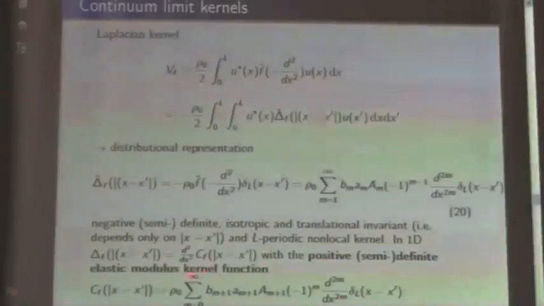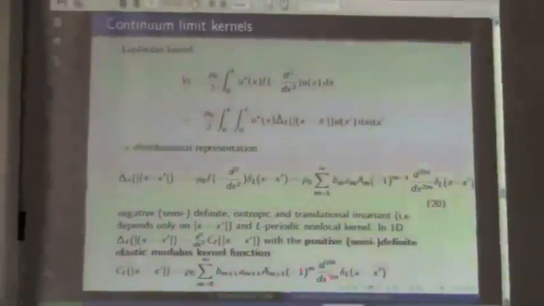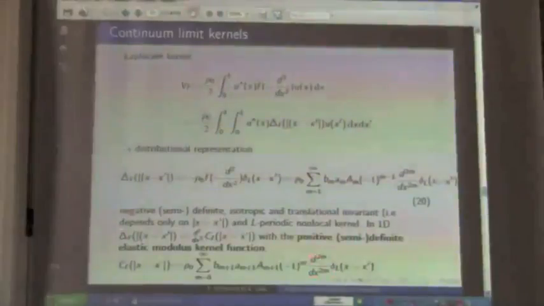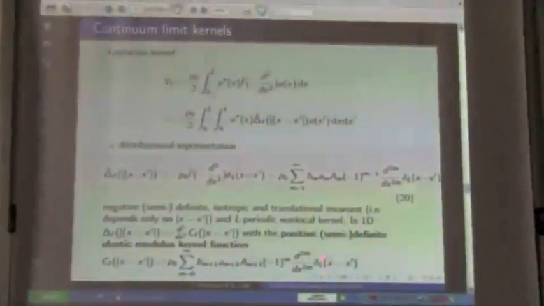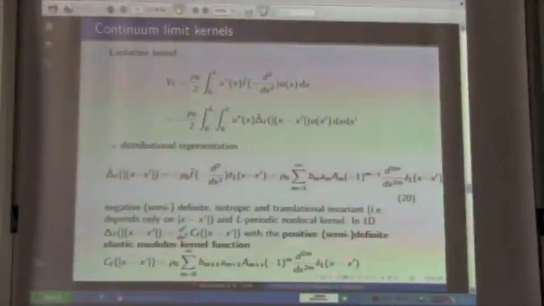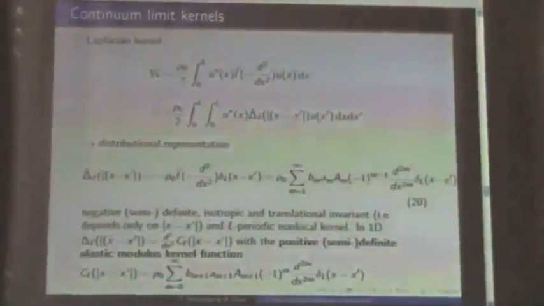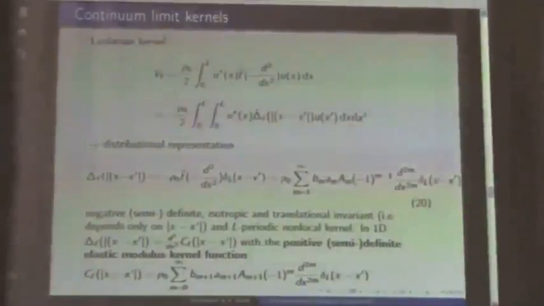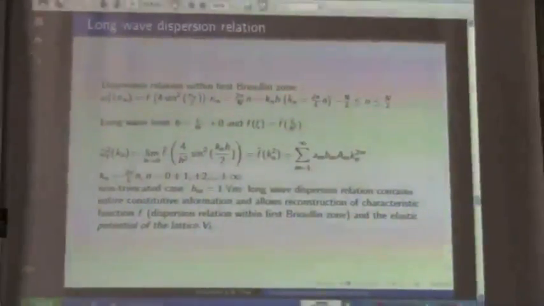So the distribution of the elastic kernel, this is correct here. It's positive definite. The elastic kernel must be positive definite. So we have here a series representation in the distributional sense of the elastic kernel, which corresponds to the previous lattice potential which we introduced. Because it works for any lattice potential, in principle we can determine any kernel.